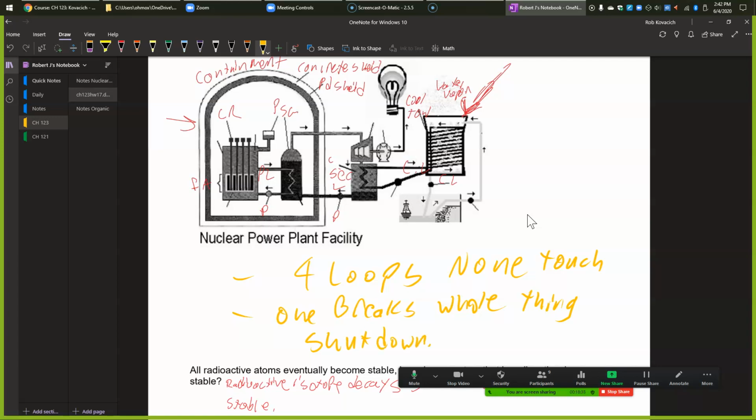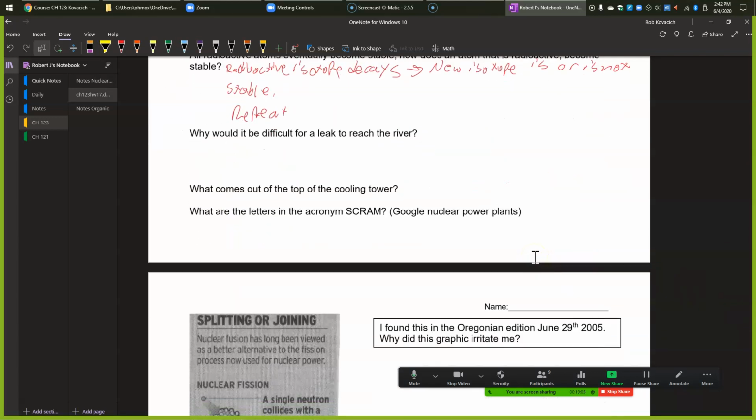People who don't know anything about nuclear power would talk about the fact that these nuclear power plants, as they're running, are leaking radiation into the river here. That's utterly ridiculous, right? Because this is where all the radiation is, and those are sealed. So if they broke, we'd turn it off. Alrighty. What's coming out of the top of the cooling tower? Just water.